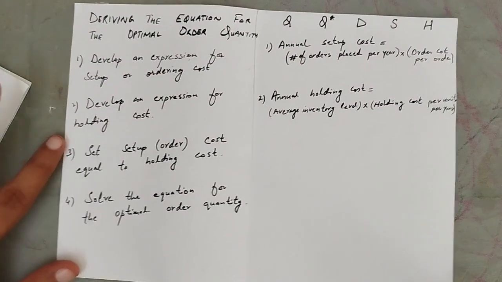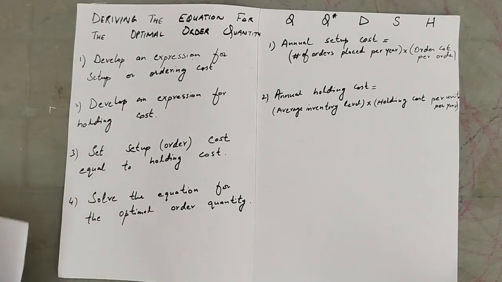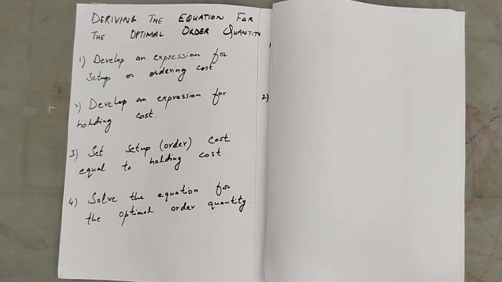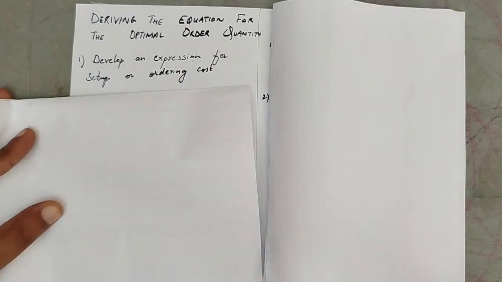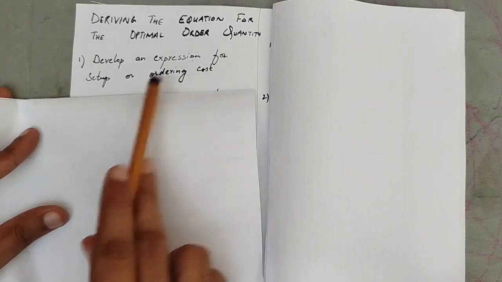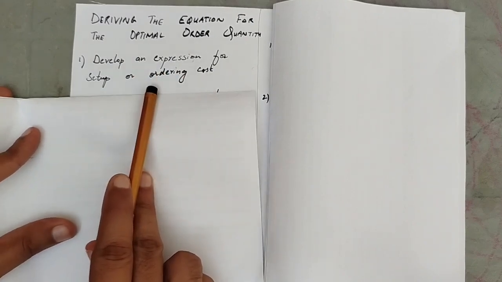Let's derive the equation. And in here you see, first point is develop an expression for setup or ordering cost. This is the first step we would have to do. We need to develop the ordering cost expression in terms of the symbols, because we are about to develop the model that can be the representation telling us what will be the quantity. So it will be in the symbols. So whenever we want the optimum quantity, we just put the numeric numbers and we get the results. So we need to develop an expression, that is, what will be the formula, how can we get the ordering cost.